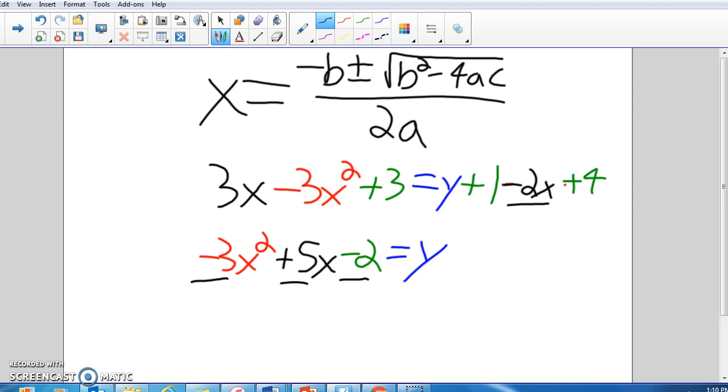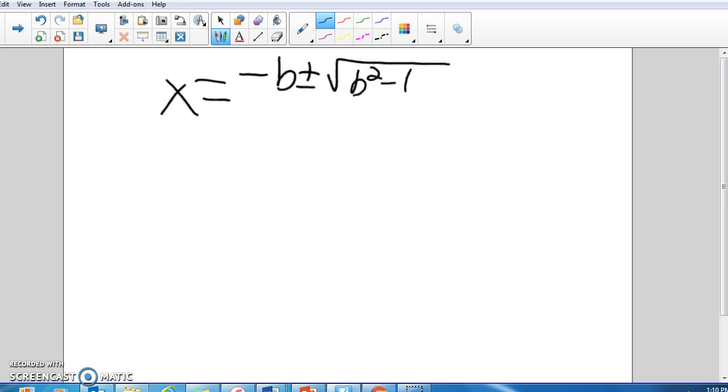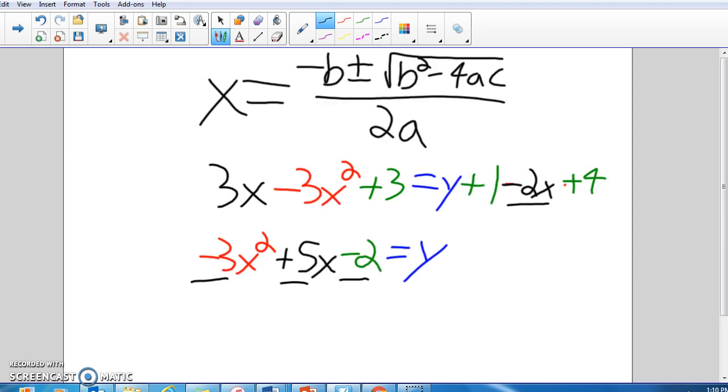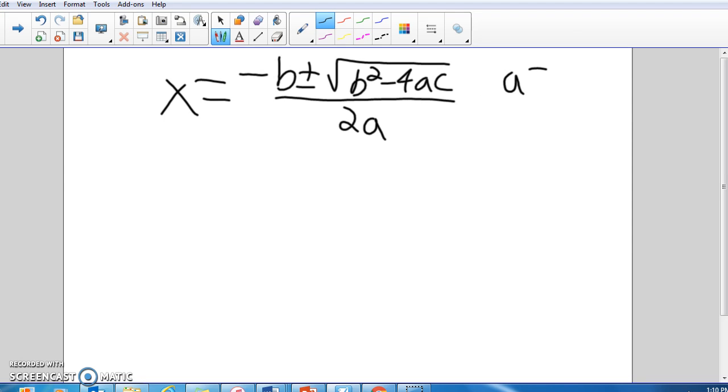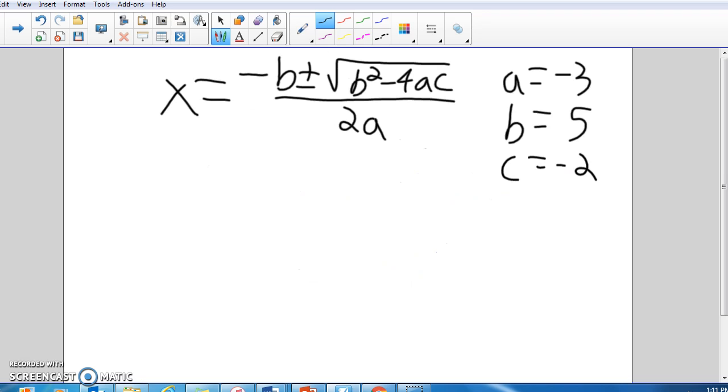So if we put that into the quadratic equation, I'm going to have to go to the next page, unfortunately. x equals negative b plus or minus the square root of b squared minus 4ac, over 2a. We remembered a was negative 3, b was 5, c was negative 2. Come back here, check and make sure we got it right. Negative 3, 5, negative 2. All right, now we just got to plug it in.